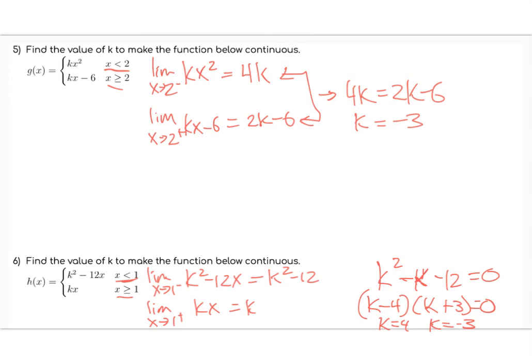All right, just plugging those guys in to make sure. We've got 16 minus 12 times 1 is going to be 4, and 4 times 1 is going to be 4. Cool, that works. How about negative 3? 9 minus 12 times 1 is negative 3, and 1 times negative 3 is negative 3. Both of those work. We are beautiful.